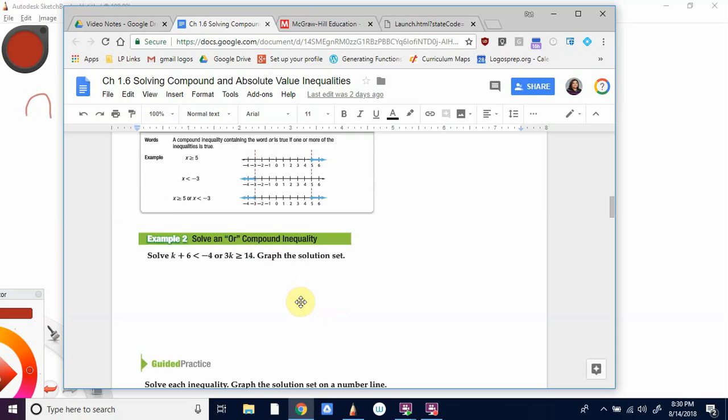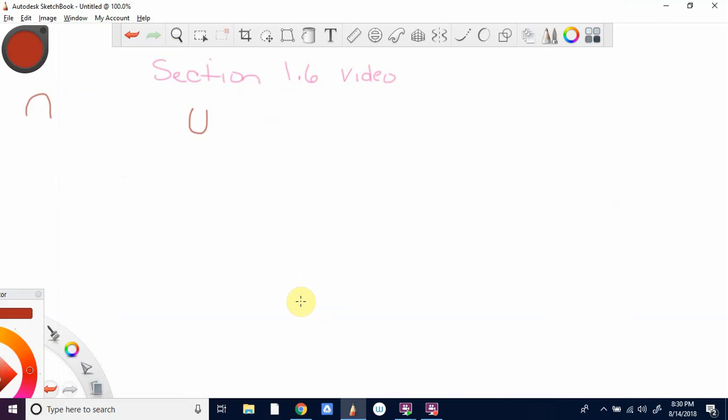Okay? So let's look at example 2 and work through this one together. So it says solve and graph the solution set. So it says k plus 6 is less than -4, or 3k is greater than or equal to 14. Now, you had two options. You write it as one continuous or two separate ones with the and in between. Or, because they're not connected, they have to be separated. You cannot write them as one. If you try, you're going to get it wrong.